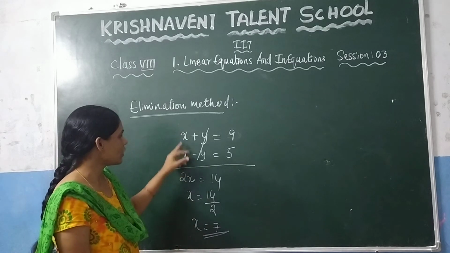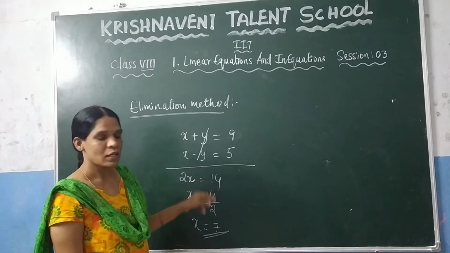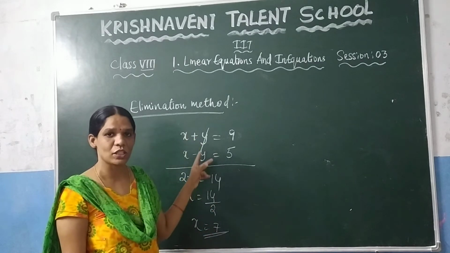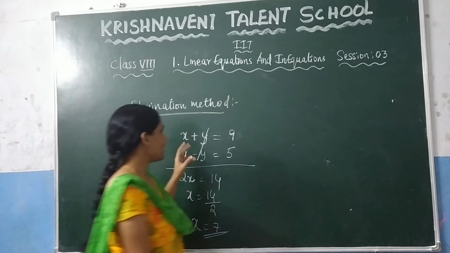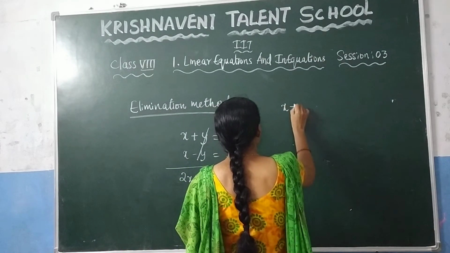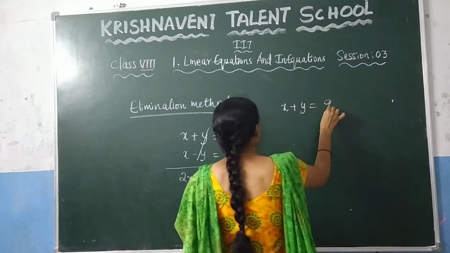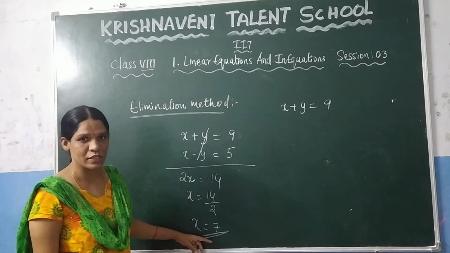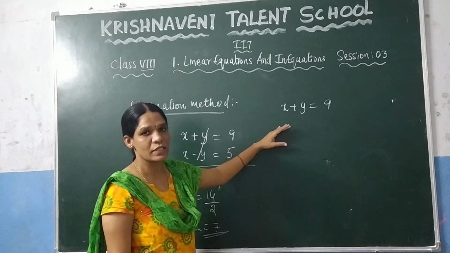You have been given these two equations, right? So just substitute the value of x in any of these equations so that you can calculate the value of y. Let us consider the first equation. What is the first equation? Which is x plus y is equal to 9. Now we calculated the value of x. Substitute the value of x in this equation.